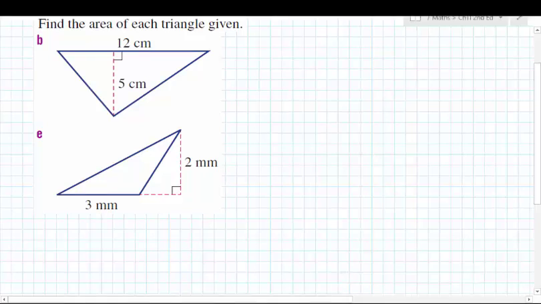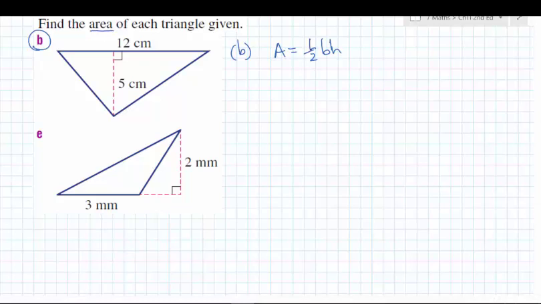Okay, let's have a look at finding the area of each of the triangles below. So let's look at B. When we're looking at B, we have that area is equal to a half base times height. When we think about this, we need to label what our base and our height are. Remember, our height is our perpendicular height to the base.